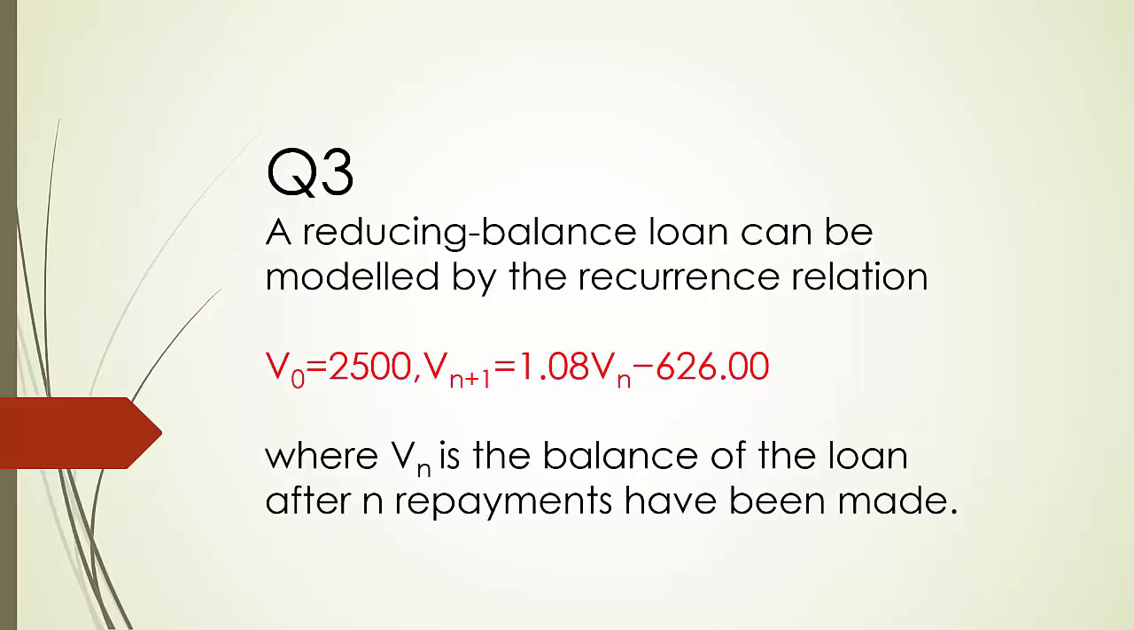You can do question 2 later on. Moving on to question 3. This is a way of showing that what we've just done can be modeled by a recurrence relation, which we looked at in a previous chapter. So V0, the starting value of the loan, $2,500, and each succeeding term of the sequence is going to be, in this case, 1.08 times the previous balance. In other words, we're doing 8% interest and we're repaying $626 each term.